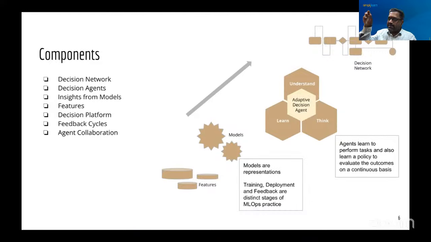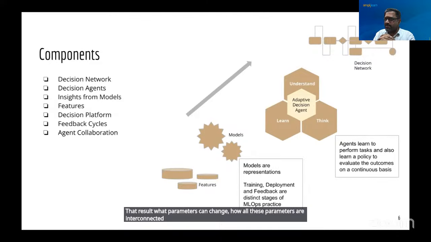That result, what parameters can change, how all these parameters are interconnected. They are called correlations. So there are knowledge graphs. You can use any of these different techniques to connect various factors and their impacts on each of the output factors, input factors to output factors and stuff like that.